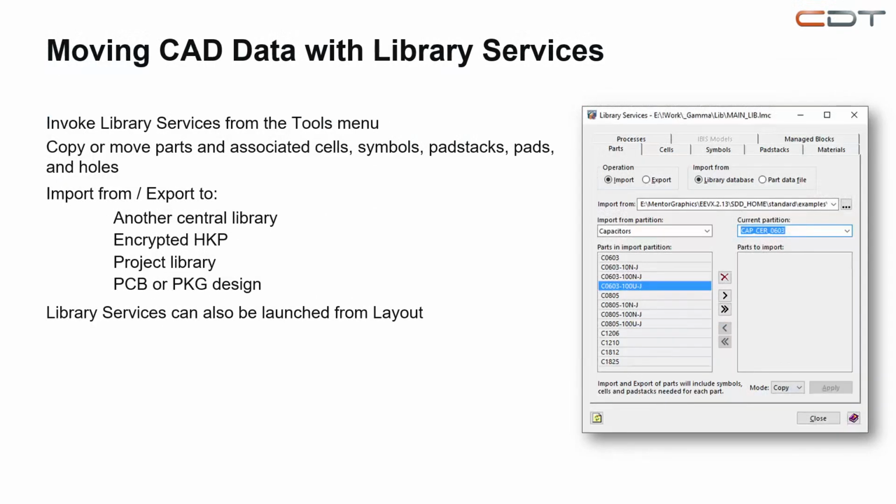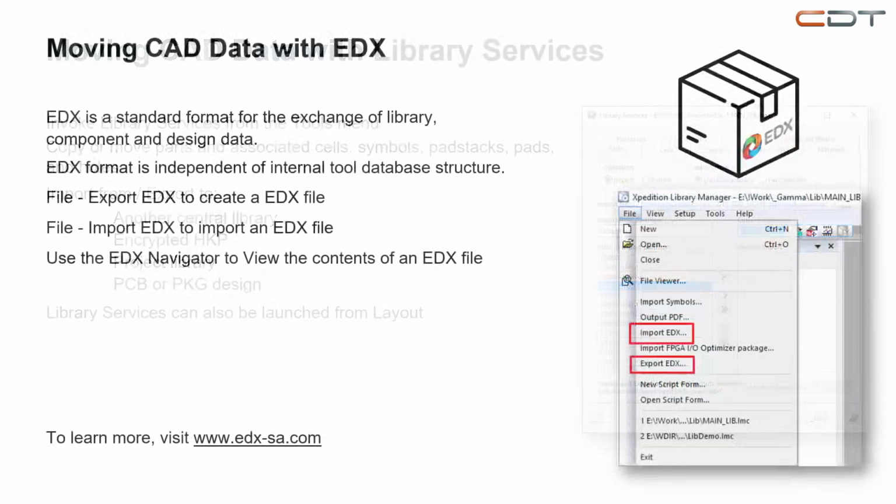As I said, you can use library services to move any CAD data: copy or move parts and associated cells, symbols, path stacks, paths, and holes. You can invoke library services from the tool menu and choose options: import from or export to another central library, encrypted HTTP file, project library, PCB, or package design. Library services can also be launched from layout.